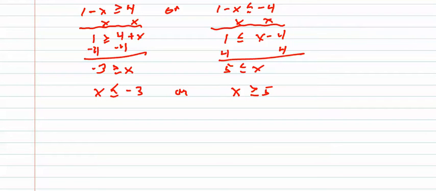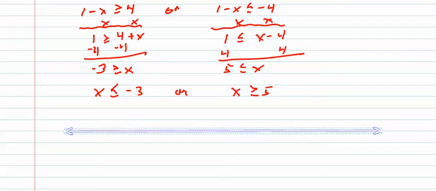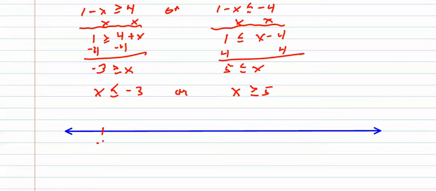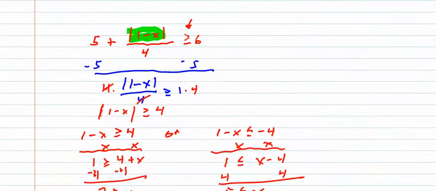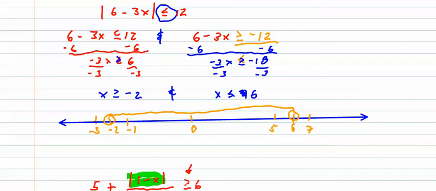So now I graph. And we have negative 4, negative 3, negative 2. X is less than or equal, goes that way. 0, 4, 5, and 6. Greater than or equal to, we go that way. And we're done. All right? None of your problems that you do will be more complicated than this.